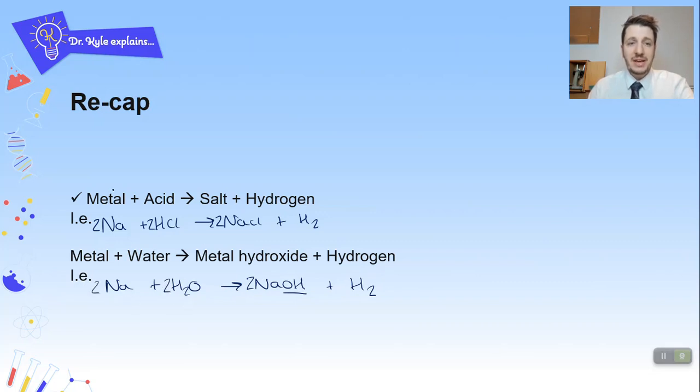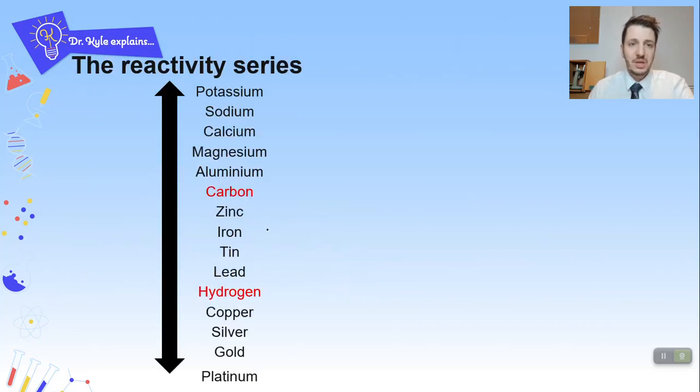So whenever you have a metal and an acid, you make salt and hydrogen. And whenever I have a metal and water, as long as it's reactive enough, it will make a metal hydroxide and hydrogen. Okay, so this brings me to the reactivity series.